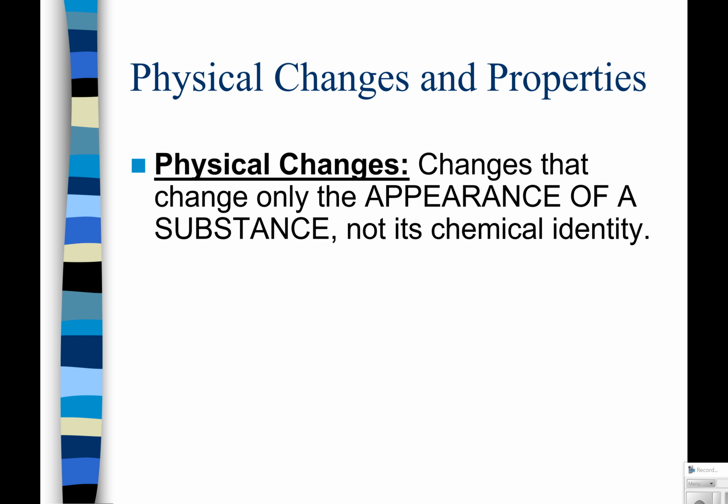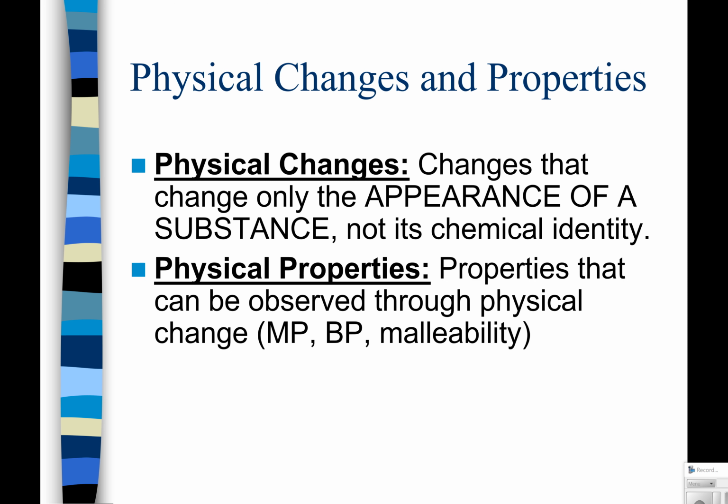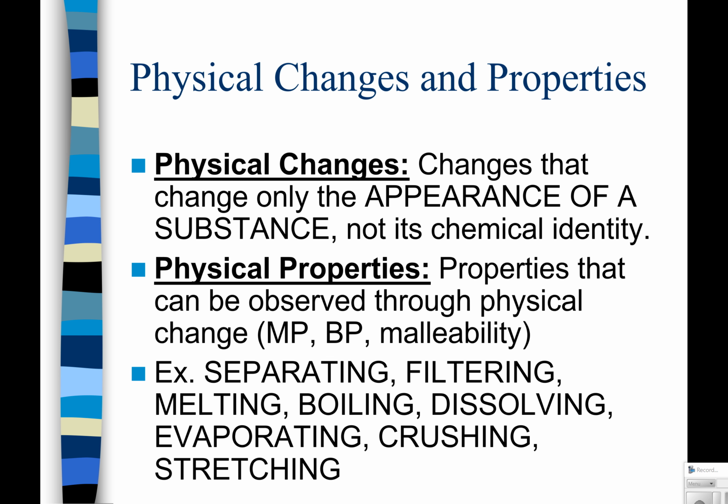So physical changes are only changes that change the appearance of a substance, not actually its chemical identity. So when I snap my pencil in half because I'm frustrated, it's still a pencil. It's not changing what the pencil is, just in some smaller pieces. Now, physical properties are properties that we can observe through physical change, like our melting point, our boiling point, malleability, or the ability of a metal to be hammered into thin sheets.